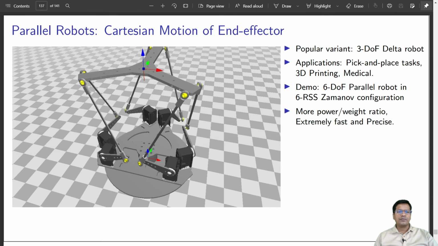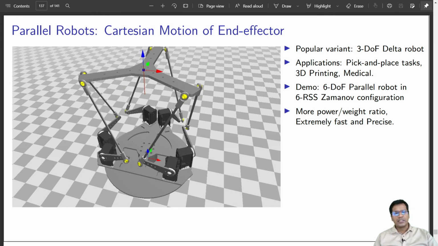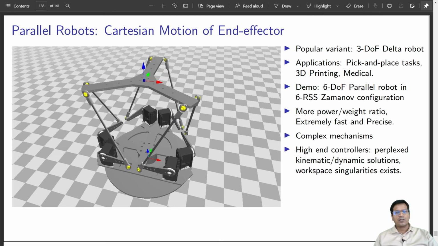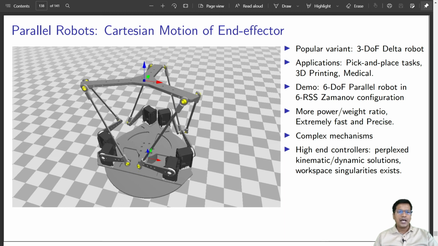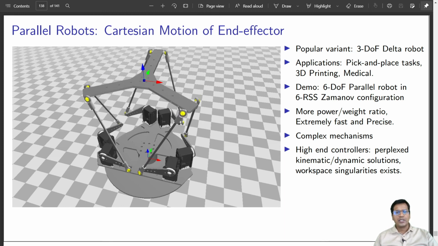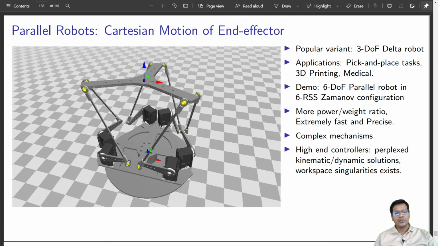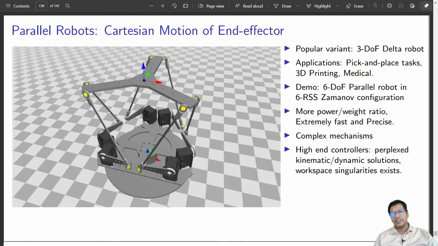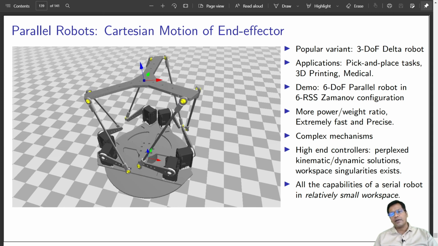These robots have a very high power to weight ratio. They can be extremely fast and yet precise. These robots are comprised of complex mechanisms. They require high-end controllers because of their perplexed kinematic and dynamic solutions, and to move smoothly through singularities that exist in their workspace. They have all the capabilities that serial robots can have.